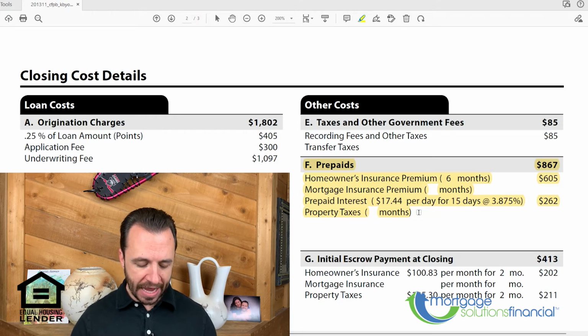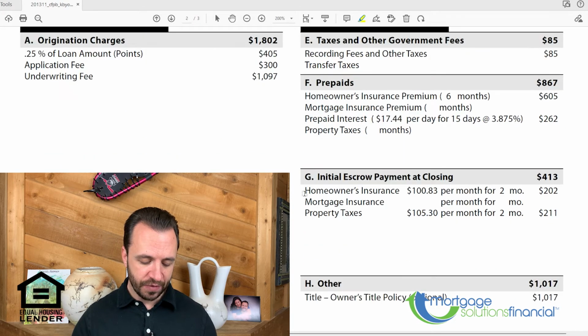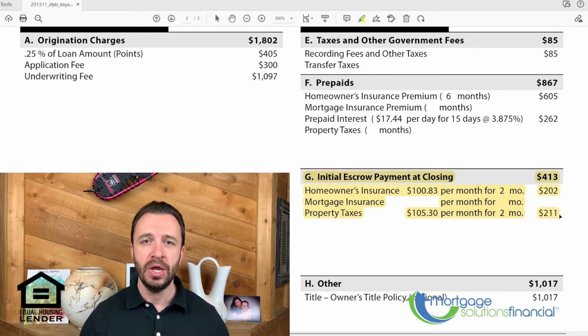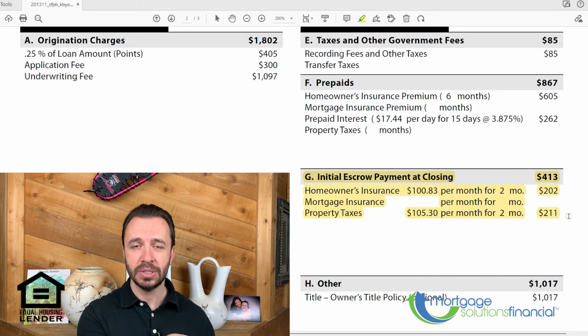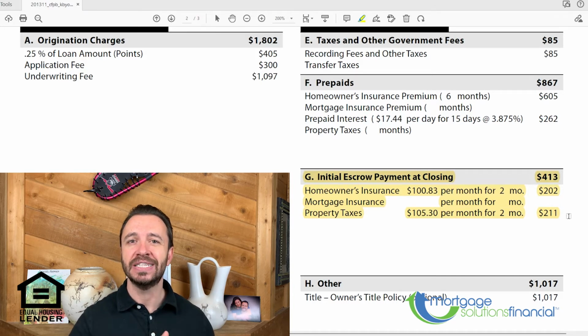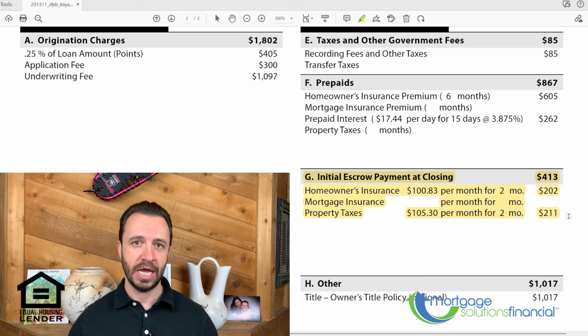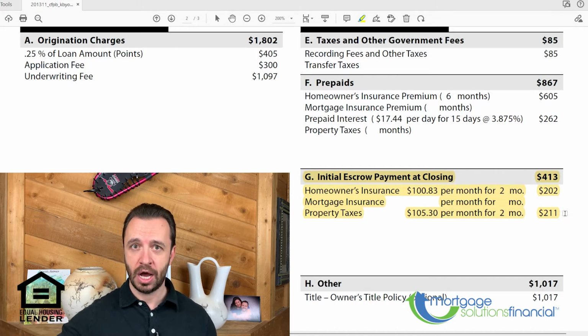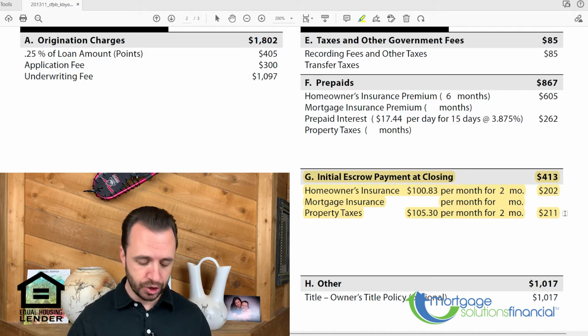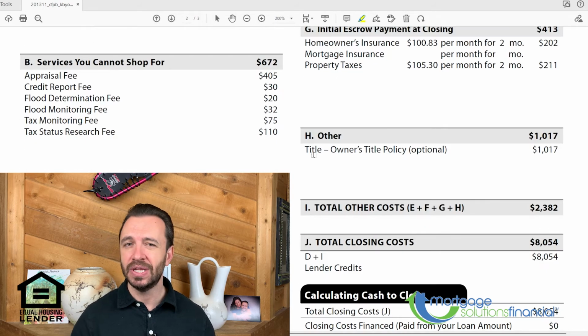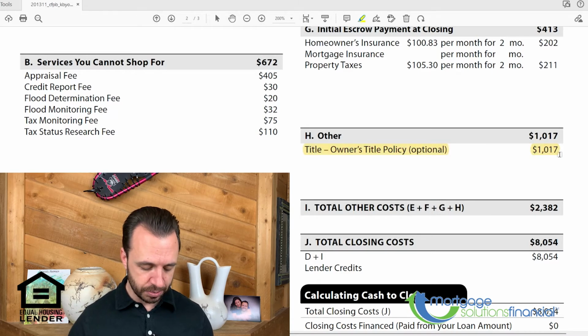Okay, and then in paragraph G, right below it, we've got your initial escrow payments at closing. And this is your property taxes and homeowners insurance as well, but this is going into an account that is going to sit there until property taxes and insurance are due later. Okay, so you understand the difference there. One is due now at closing, and one is put into an account to pay future costs. Okay, so it's your money, but it's just sitting in an account waiting to pay future insurance and taxes. Then we've got H for other. Anything else that really didn't fall in under any of the other categories would be shown here.